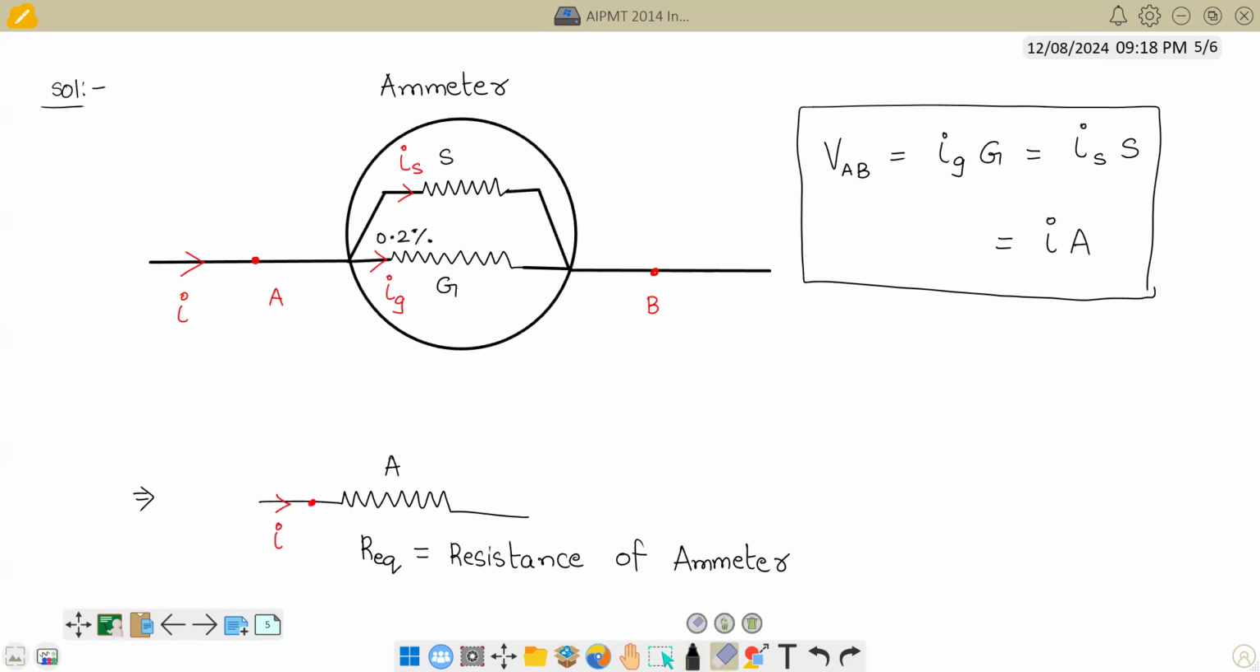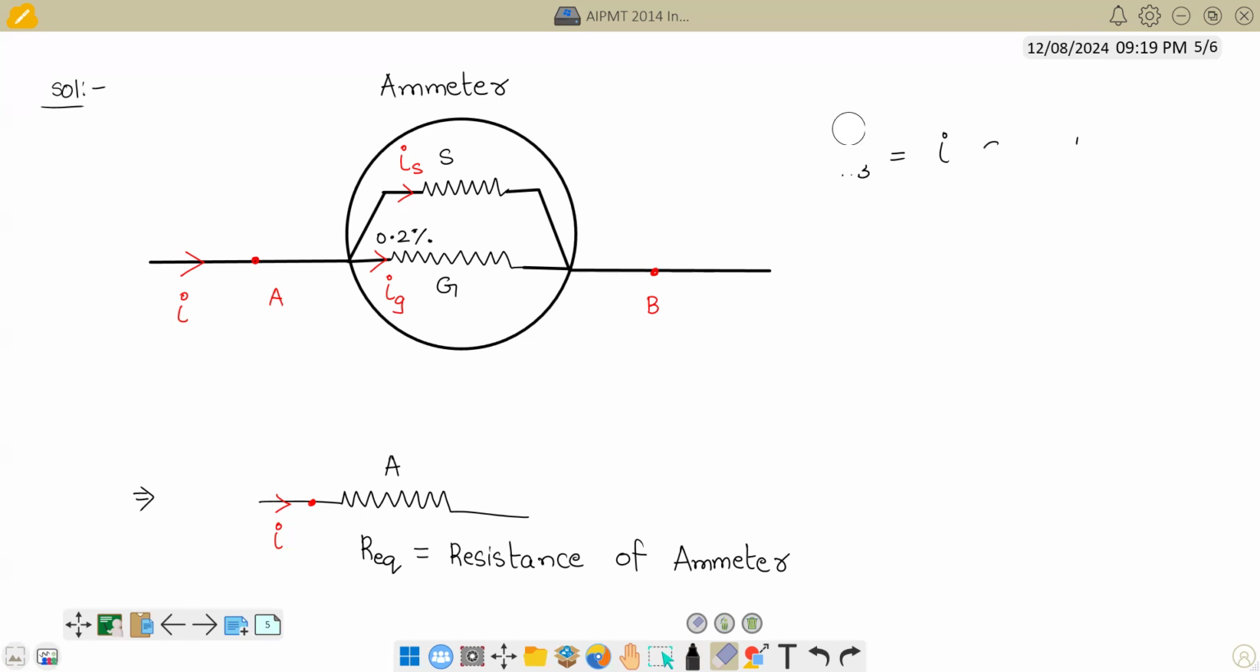And let us look at a very important equation that I wrote here. Now, we can replace this entire device with a single resistance, that is the resistance of ammeter. Now, the question is, what would be common in all three of them: the shunt, the galvanometer, and the ammeter? That is their voltage difference across them.